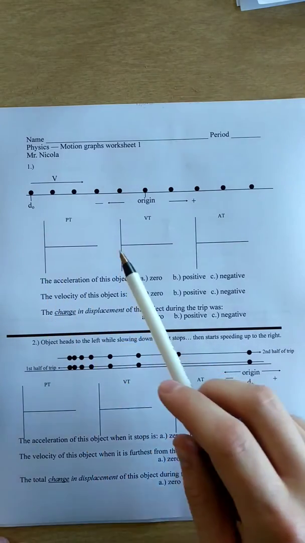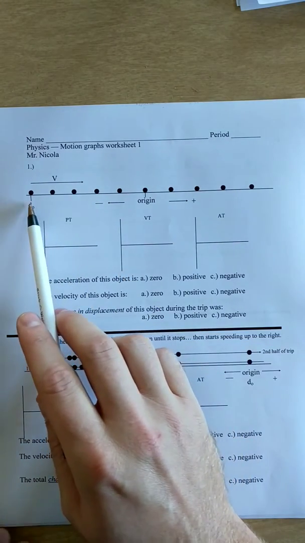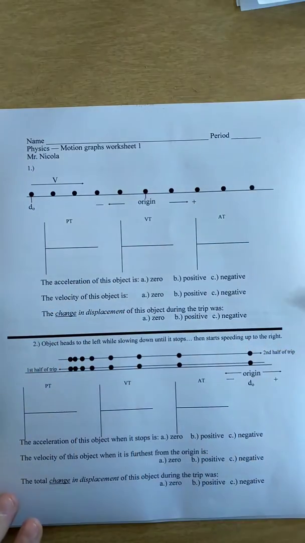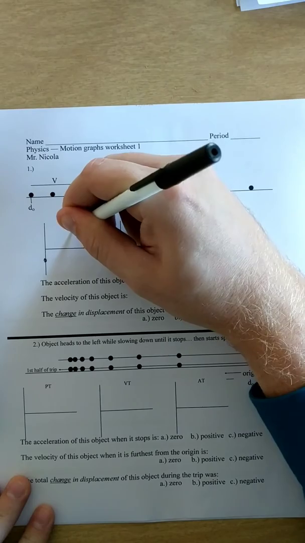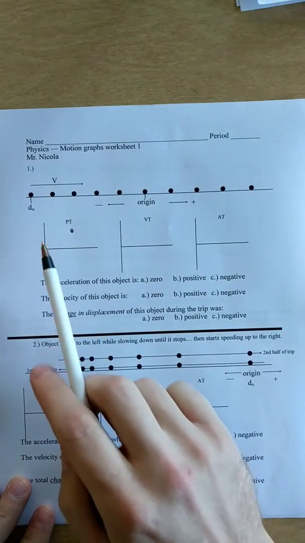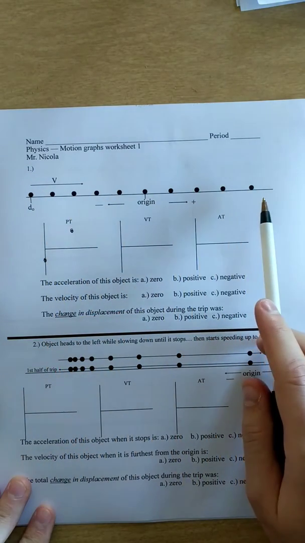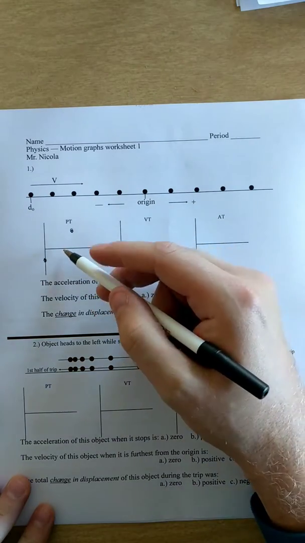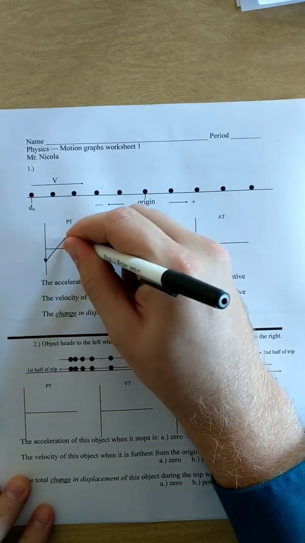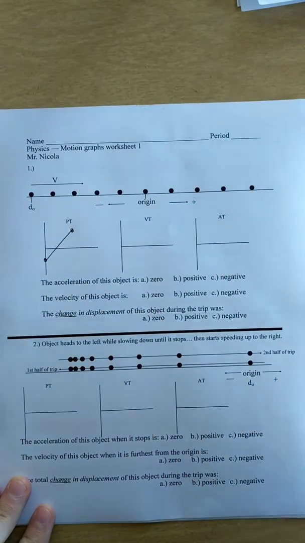Remember, one of the first things you want to do if you have a motion diagram is look at where it starts and where it stops. I know it starts on the negative side and it ends on the positive side, so it's got to get there somehow. Because these dots are evenly spaced, it's a constant velocity. What that means is that my position needs to be a constant slope. So it's just going to go like that.